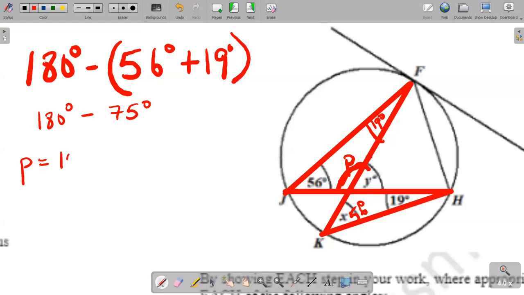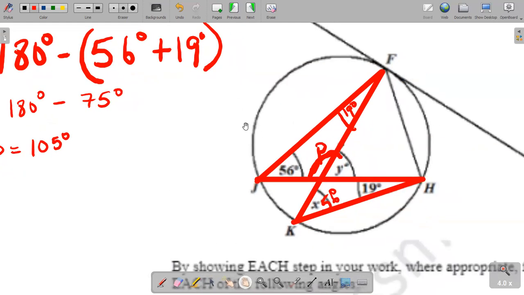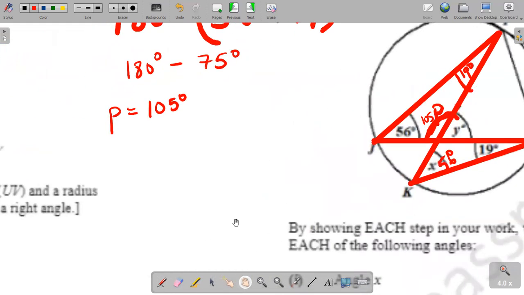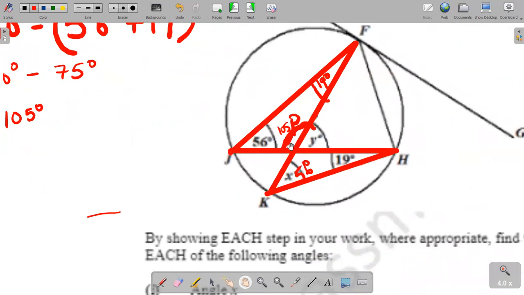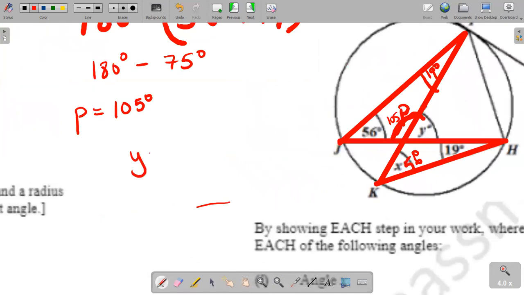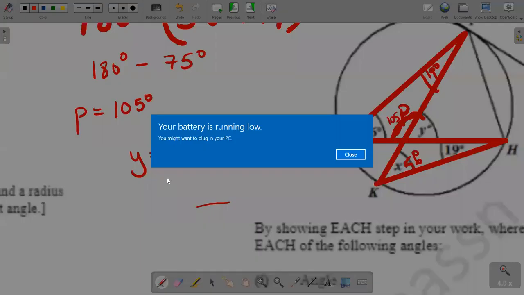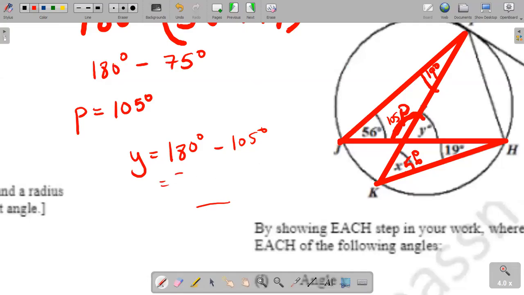Good. Now, let me ask this question. Is this my answer? Did they ask me for this angle over here? No. This is just to help me find this angle, Y. So if this is 105, how do I find Y? Subtract, excellent. Subtract from what? 180, because a straight line adds up to what? 180. So you're going to say Y is equal to 180 minus 105. So your answer is 75.